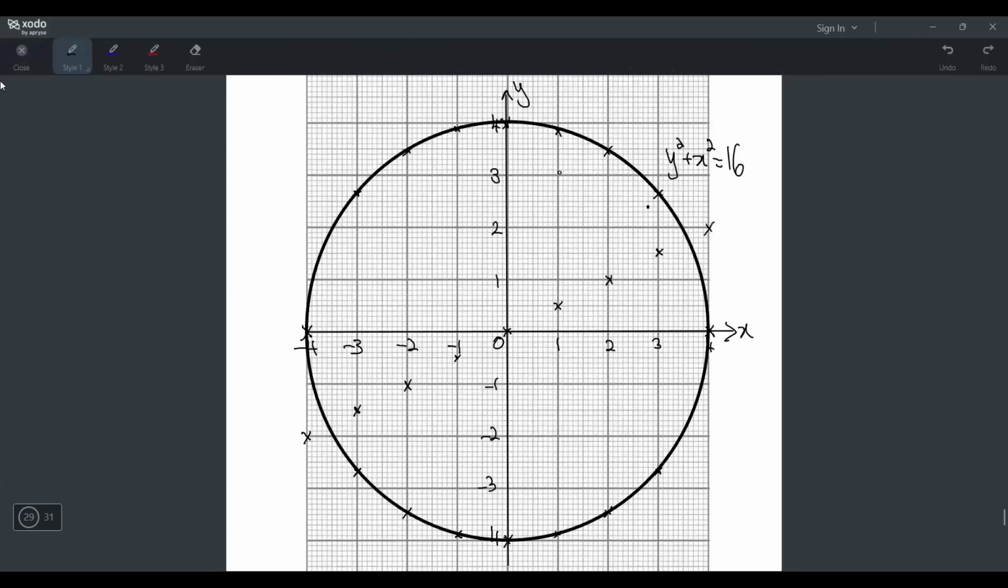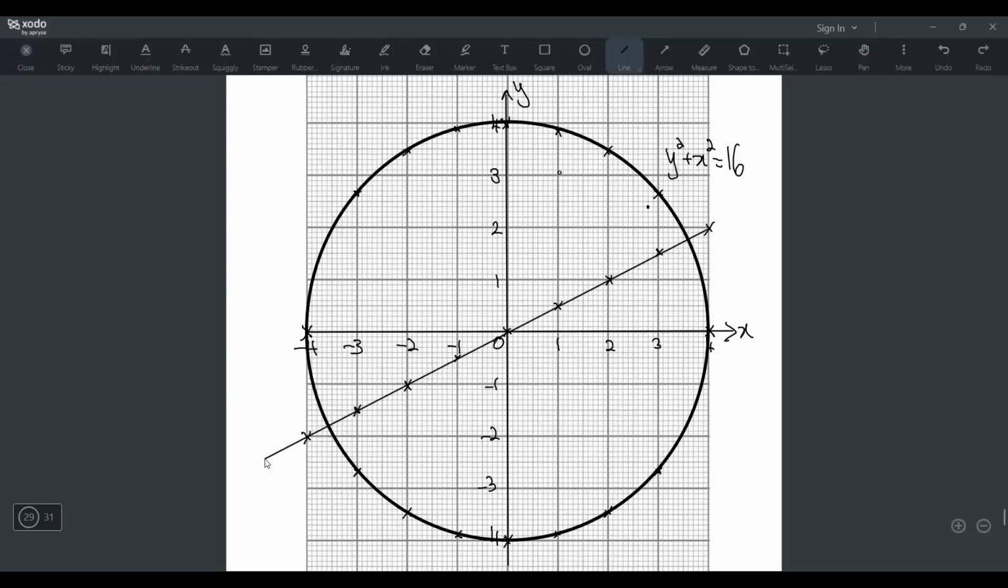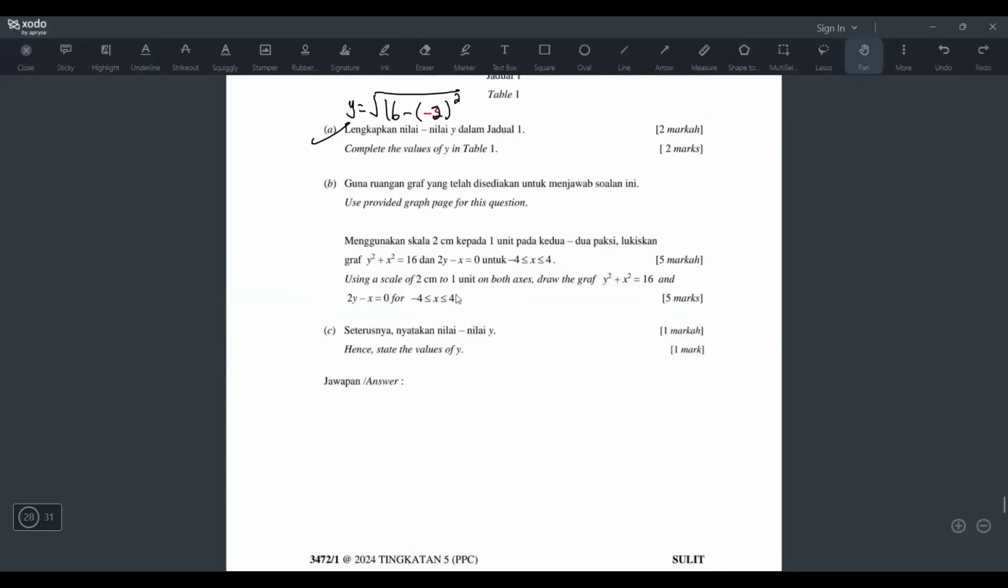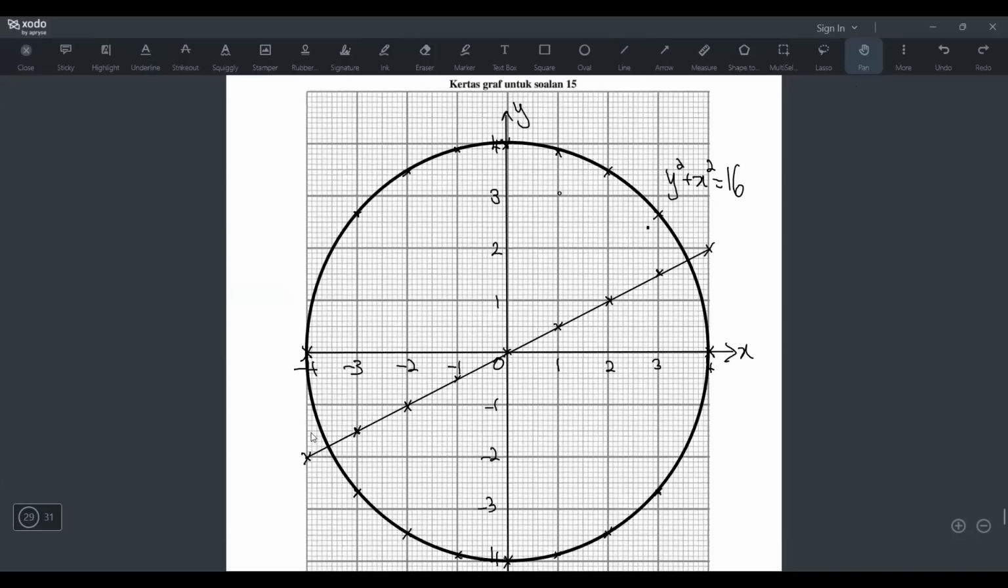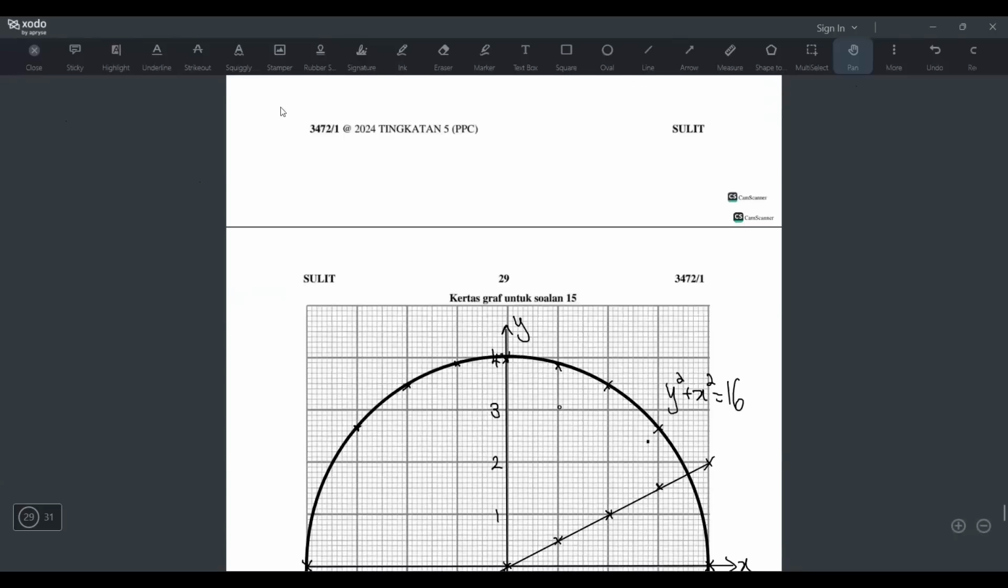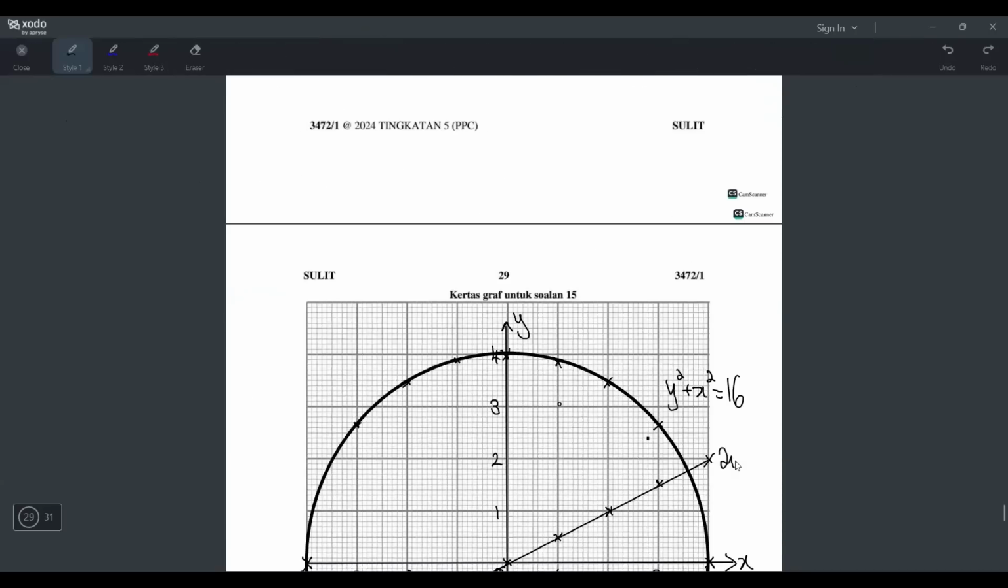Now we join all the points like that. But they gave us a domain, right? So you shouldn't extend the line. If you remember, they said they want you to draw from -4 to 4. It means they gave you the range of the domain. So make sure you don't extend the line. What is the equation? 2y minus x equals 0. That's the equation of the straight line. Okay, my part B is done.